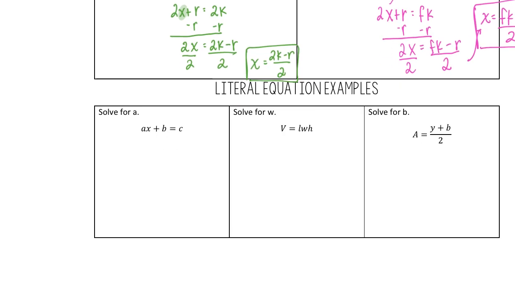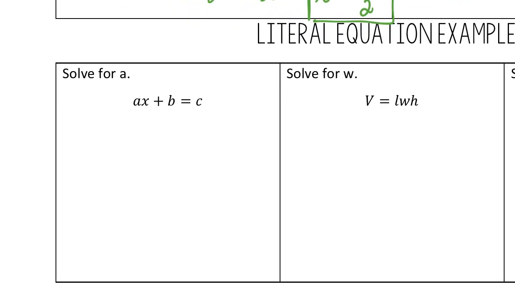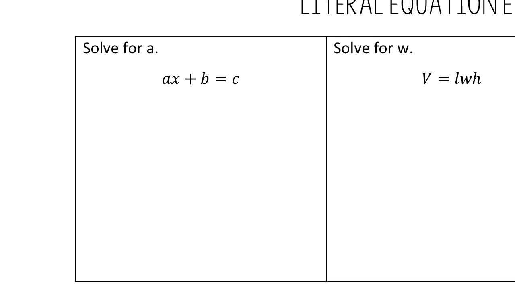Let's try some more examples down here at the bottom. In our first one down here, we're going to solve for a. So now we are trying to get this variable all by itself. If we're going to do that, think about whether you'd get rid of your multiplication first or whether you get rid of that plus b. We're going to subtract b from both sides first. Do your addition and subtraction first, and then divide. So we have ax equals c minus b.